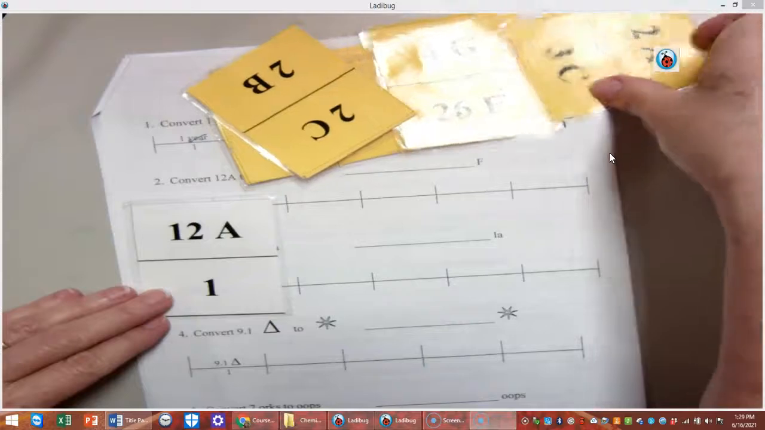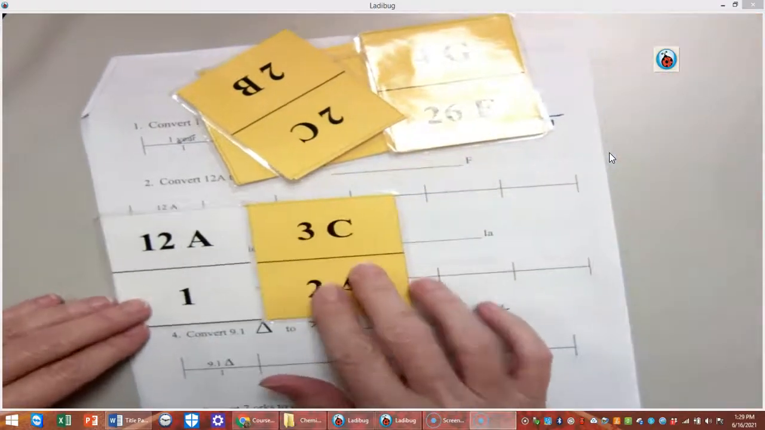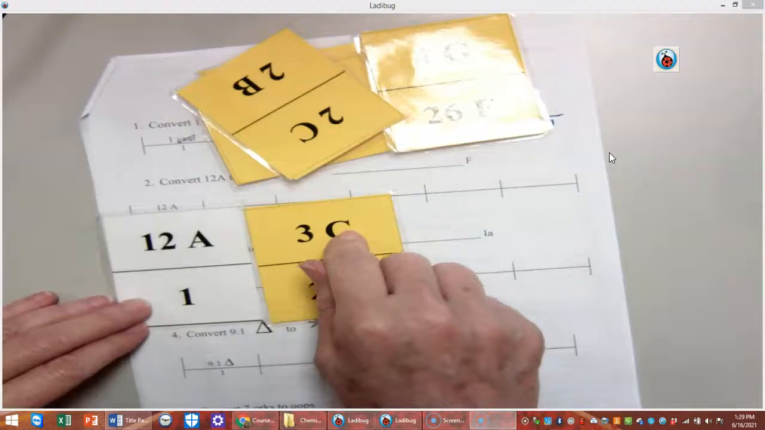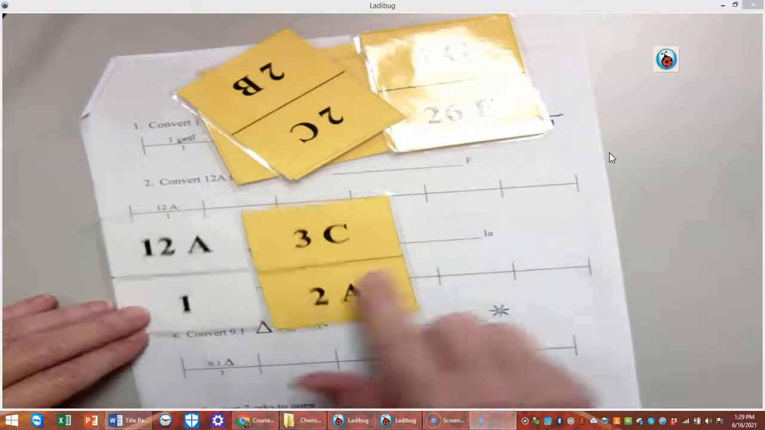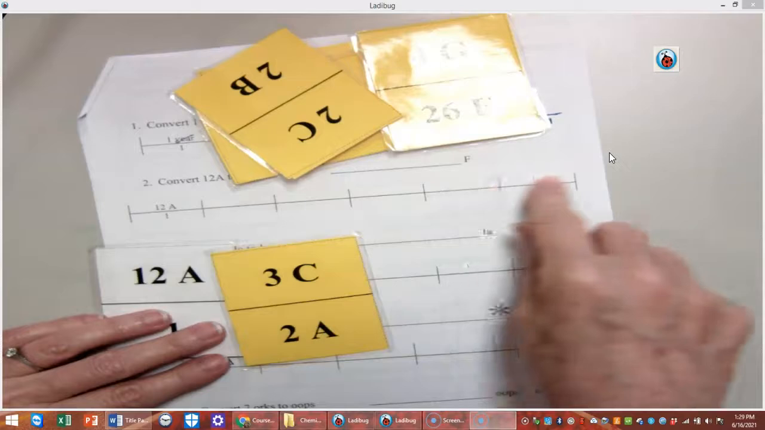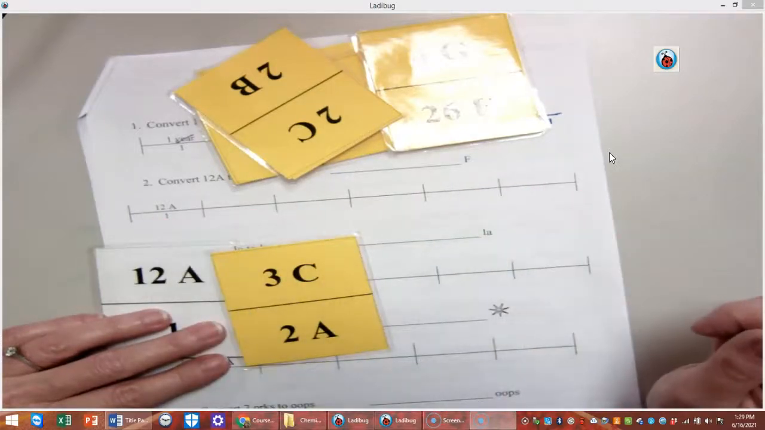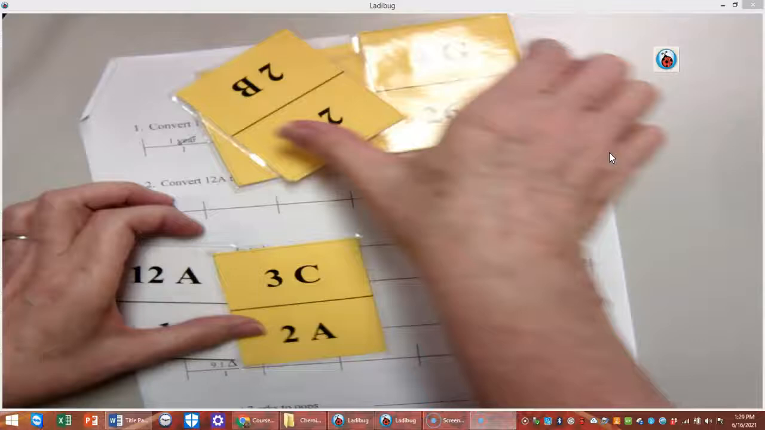Lay them all out, and try to figure out how I'm going to cancel A. I'll find a card that has an A on it. I'm going to flip it this way, and I'm going to start off A to C, then find something with C on it and put them in here. Then again, multiply across the top, multiply across the bottom, divide. If you're still confused, I will come help you.